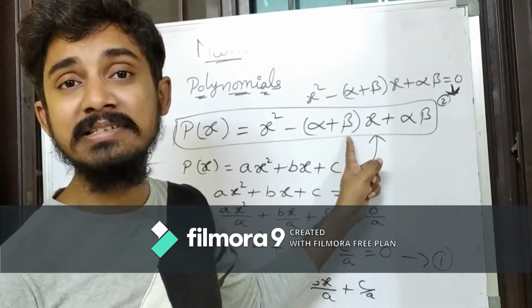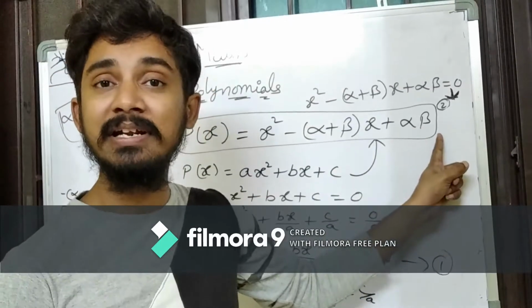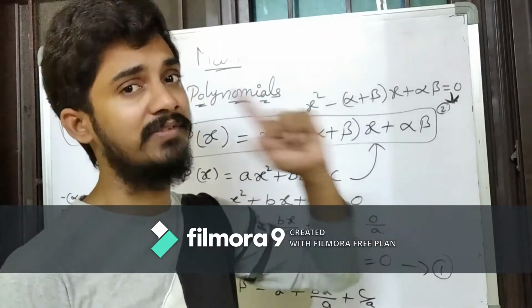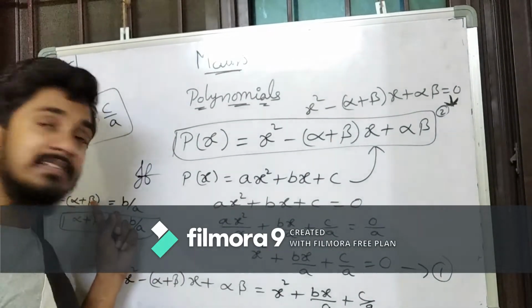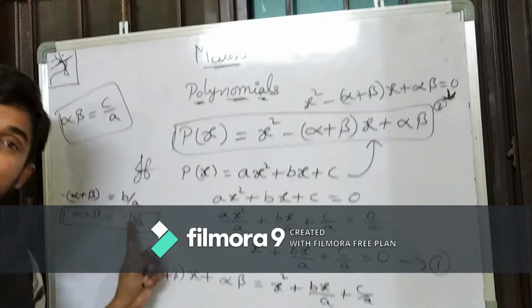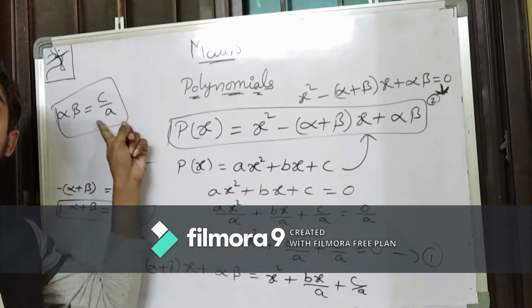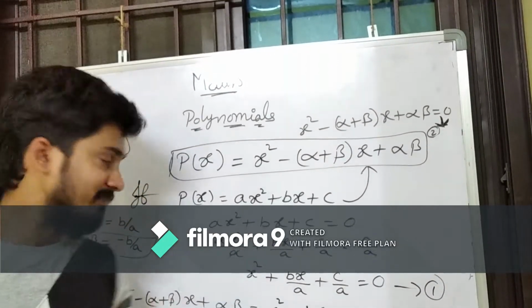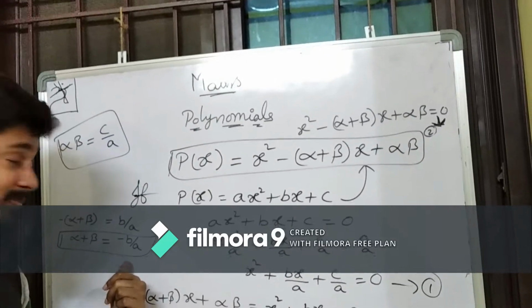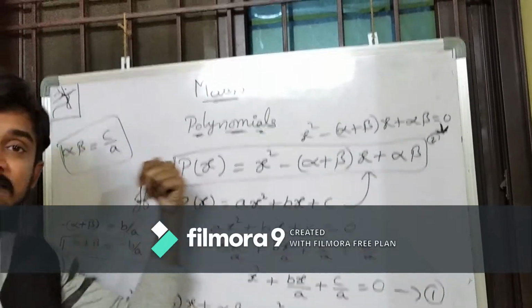Then alpha plus beta means the sum of the zeros, where alpha comma beta are zeros, and alpha into beta is the product of the zeros. From this, the sum of the zeros equals minus b by a, and the product of the zeros equals c by a. The sum of the zeros of a quadratic polynomial is minus b by a. The product of the zeros is c by a.